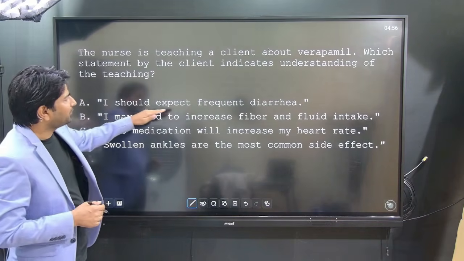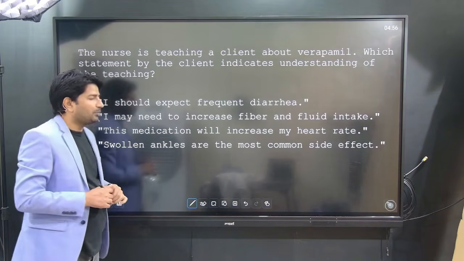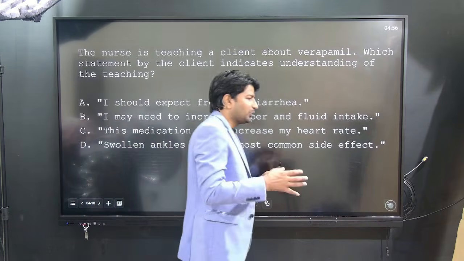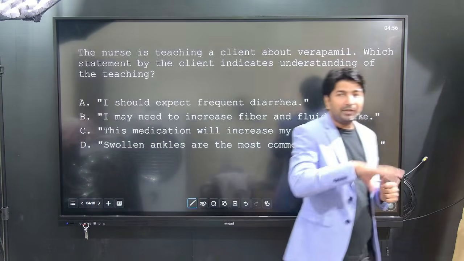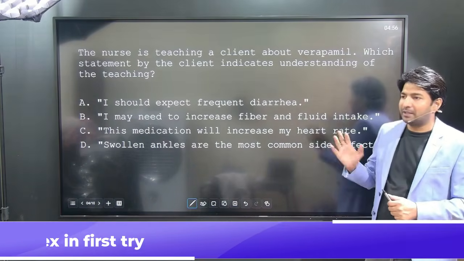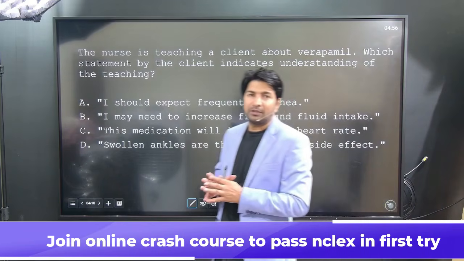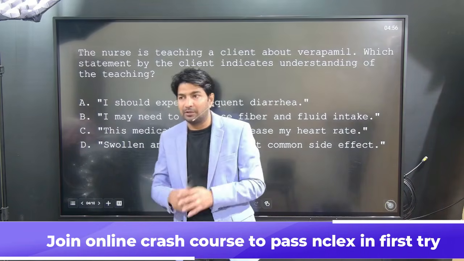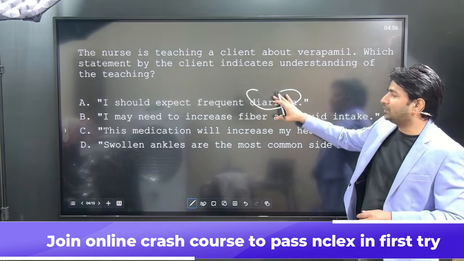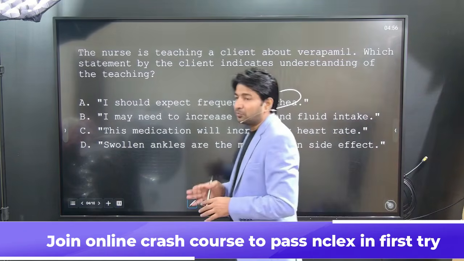"I should expect frequent diarrhea." No. If the patient is taking a calcium channel blocker, you have to keep in mind that for smooth muscle contraction, we need calcium. As the calcium enters the smooth muscles, there will be contraction. If the calcium is not entering the smooth muscles, then the smooth muscles will not contract, so they will be relaxed. So you have to keep in mind diarrhea is related to the GI system, the intestine, and the intestine also has smooth muscles.